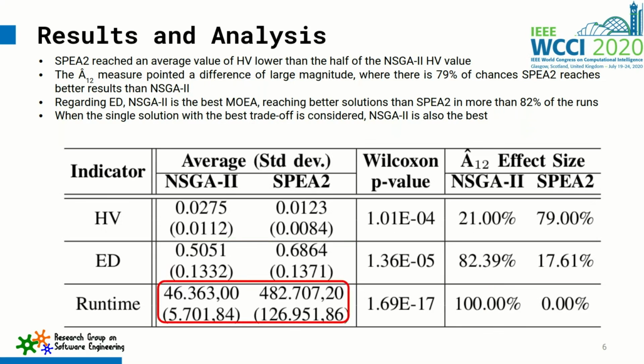Regarding the runtime, as expected, NSGA-II obtained the best values. This is because SPEA2 uses mechanisms to control and archive the best solutions. This requires additional resources, so it has a worse runtime.